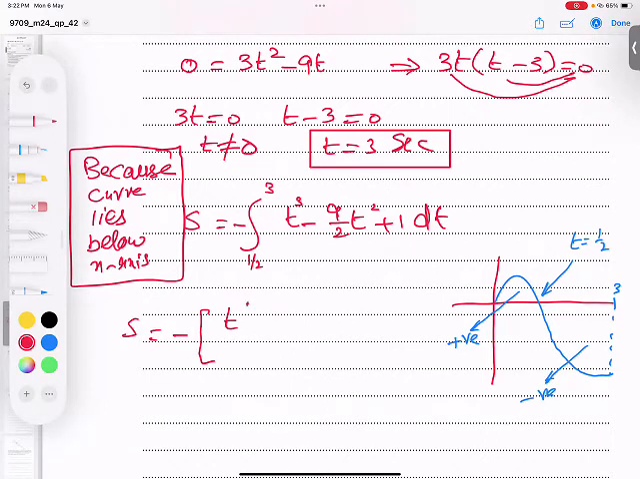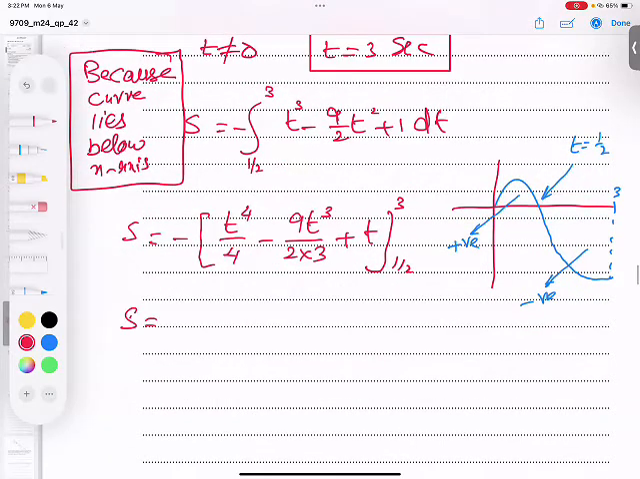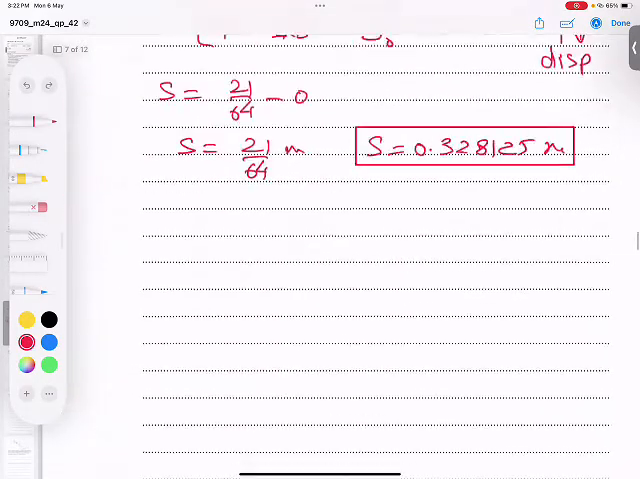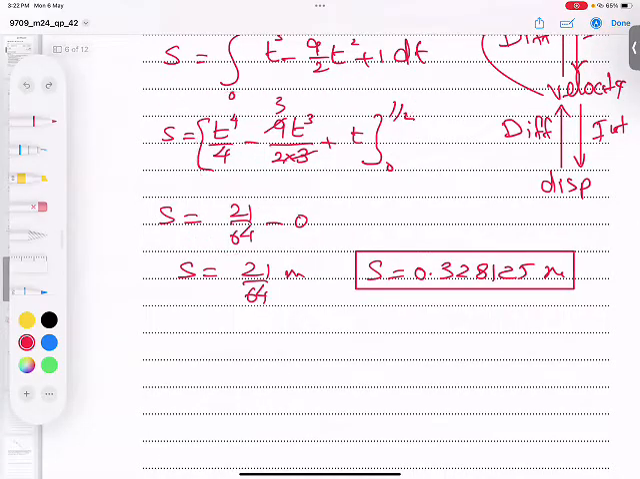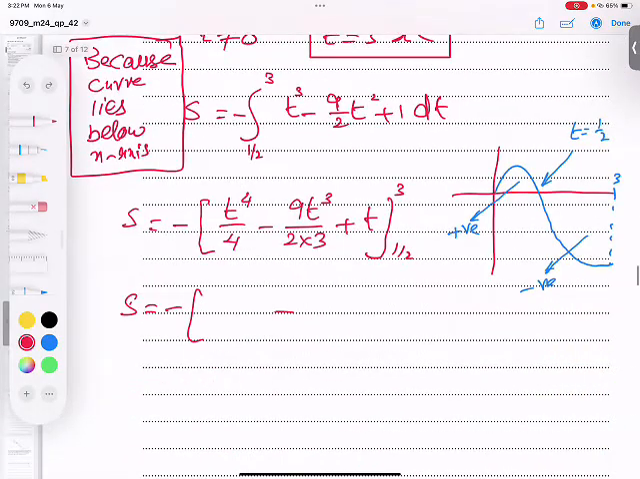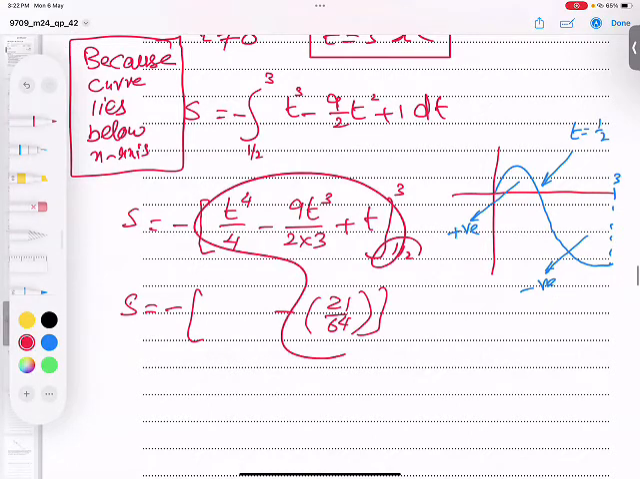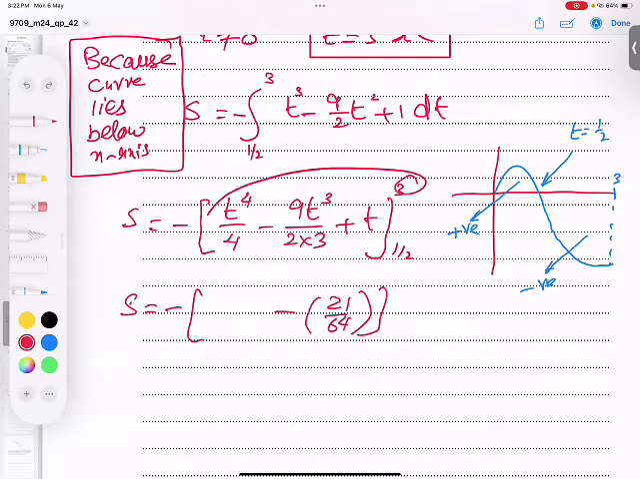Like for example, increase the power by 1 and divide by the same, and again increase the power by 1 and divide by the same. So 3 twos are 6, and here t, and the limit is half to 3. Let's see what answer comes when I plug in. For half, student, we have done it before: when I plug in half, I got 21 over 64. So the lower limit gives 21 over 64. For the upper limit, I'm going to plug in 3.